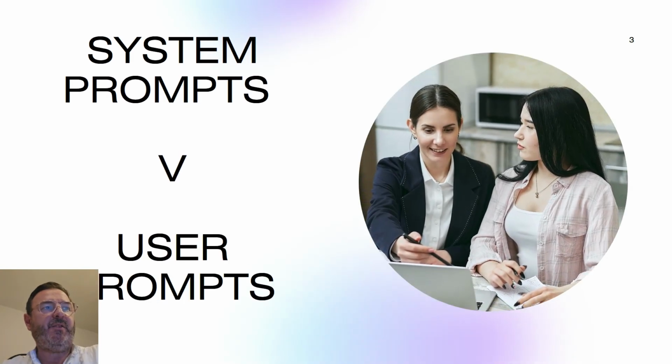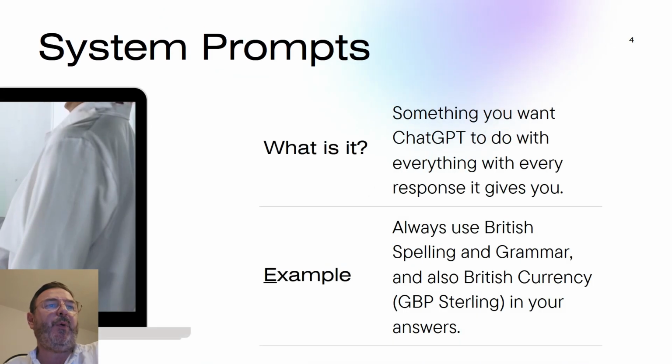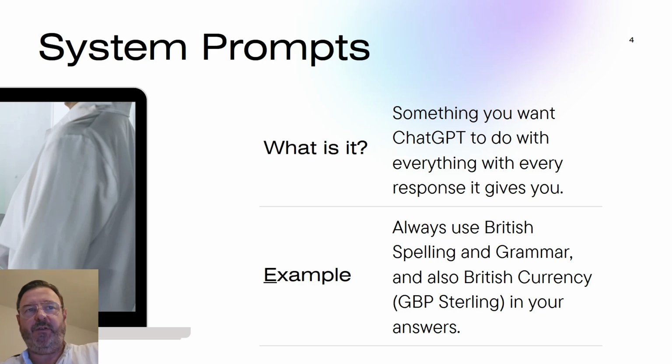Right, let's talk about system prompts versus user prompts. So what's the difference? Well, a system prompt is something you want ChatGPT to do with every response it gives you. For example, you might always want it to use British spelling and British grammar and also sterling as the currency, rather than the default, which is US dollars and American spelling and grammar.